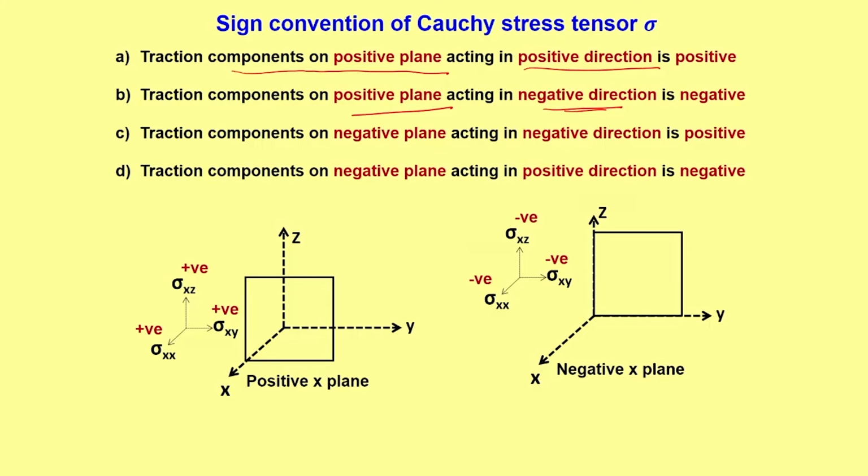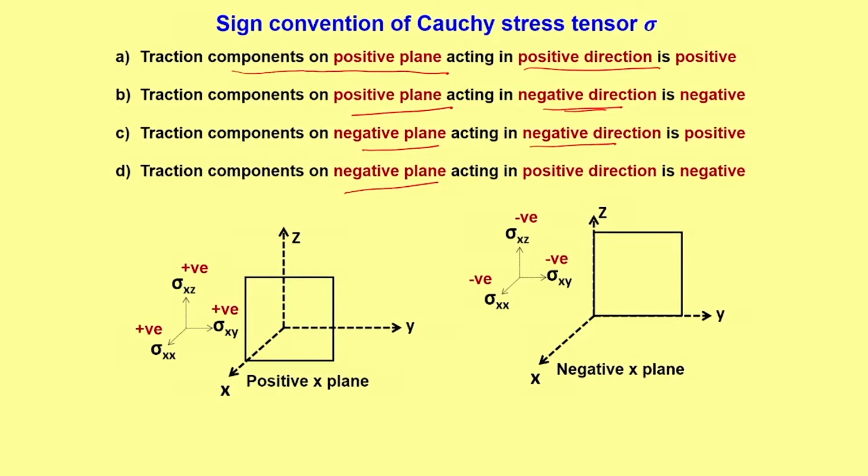Similarly, if you have a positive plane and the traction component is acting in the negative direction, it is negative. For a negative plane, if the traction component is acting in the negative direction, it is positive. And the final case is a negative plane with the traction component in the positive direction, which is negative. So, this is one sign convention.